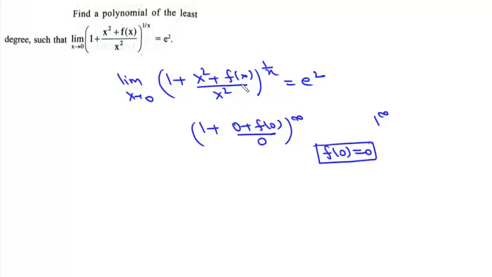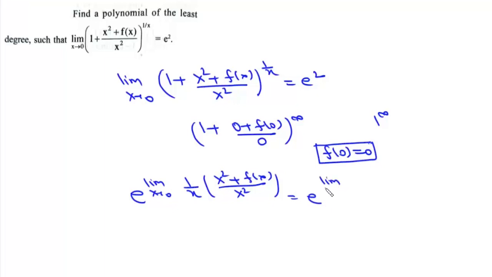And also the minimum power of f(x) in this case should be x square, otherwise it will not be this 1 to the power infinite form. Now if it is 1 to the power infinite form, we'll use the shortcut directly, so it will be e to the power limit x tends to 0, 1 by x, and then (x square plus f(x)) upon x square. So it will be e to the power limit x tends to 0, (x square plus f(x)) upon x cube. Now this should be equal to e square.